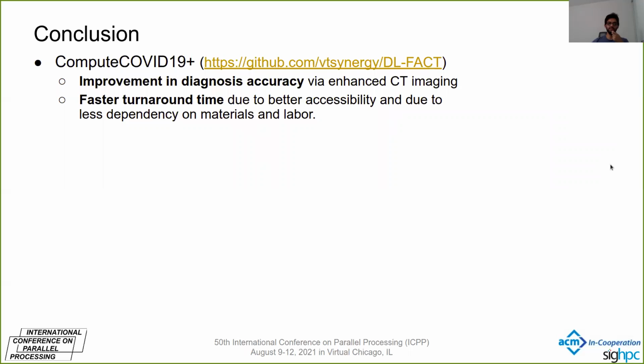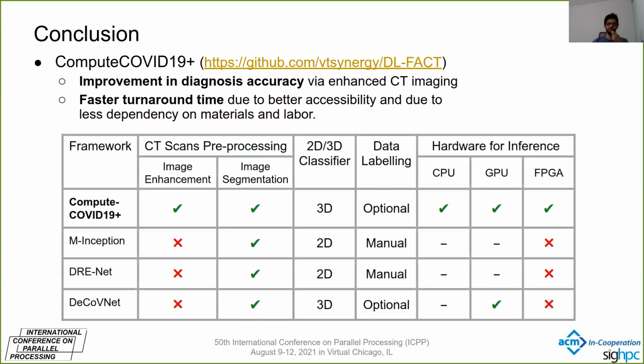In conclusion, the ComputeCOVID19 Plus framework improves the accuracy of COVID-19 diagnosis via enhanced CT imaging and has faster turnaround time compared to RT-PCR tests due to better accessibility and less dependency on materials and labor. The table here compares the ComputeCOVID19 Plus framework with the existing state-of-the-art deep learning-based frameworks for diagnosis of COVID-19.